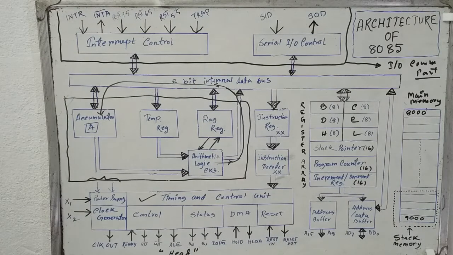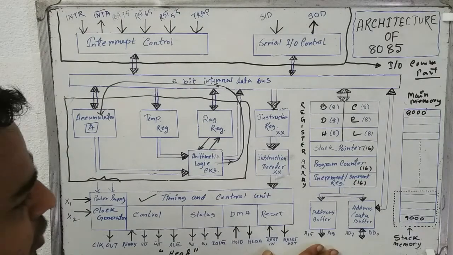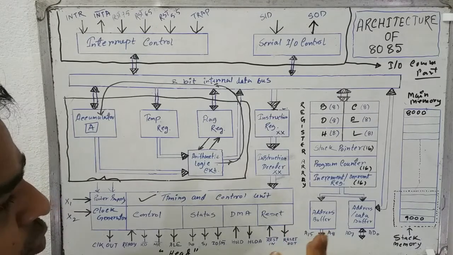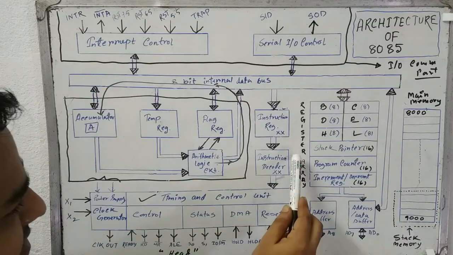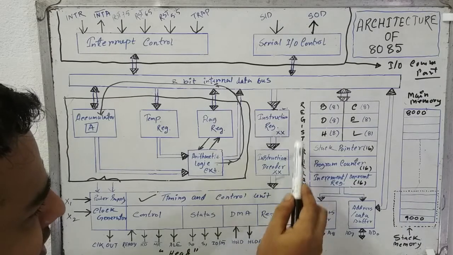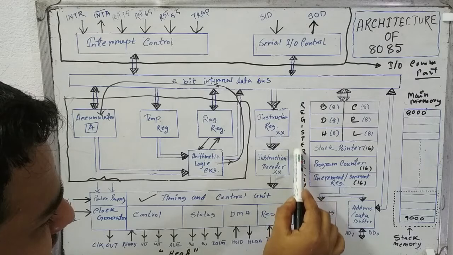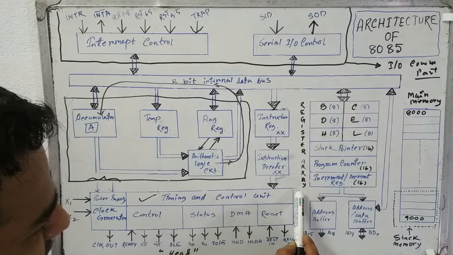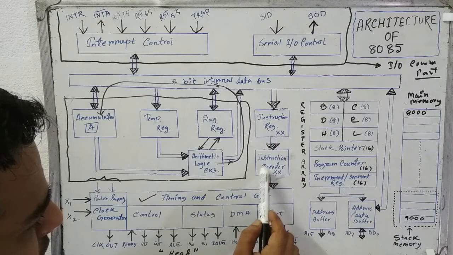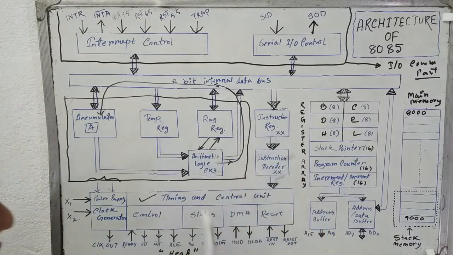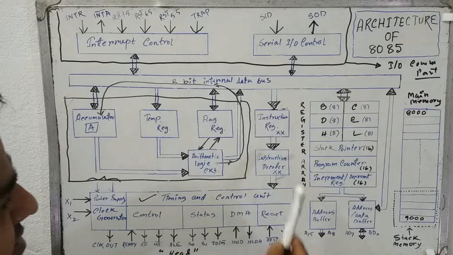So now let's come to our last part, the fourth part, which is the set of registers, or you may say the register set. I have told you that this set of registers includes the register array that you can see over here, as well as the instruction register and instruction decoder that you can see over here. So let's first describe the register array.